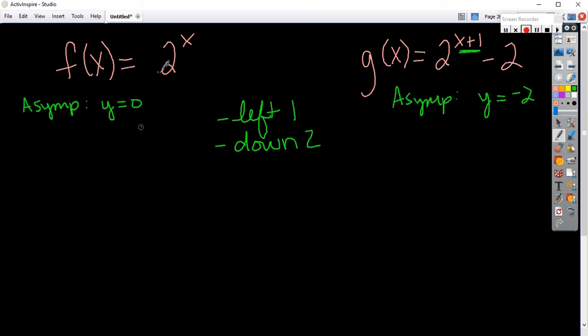Tell me what else you know about this parent one on the left side. Give me a point on that graph. (0, 1). Do we all agree? Because A is?